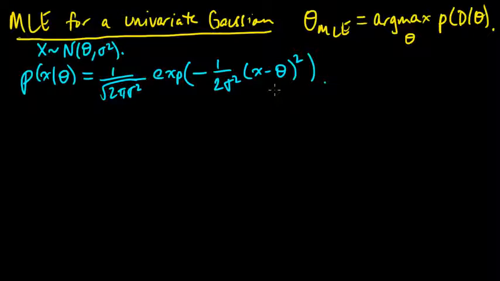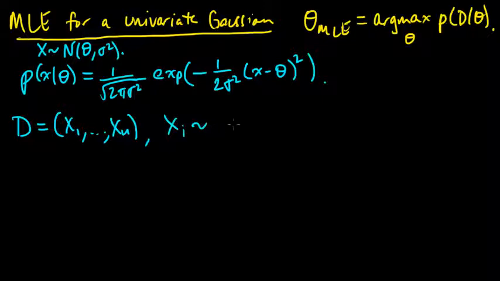And now, okay, so let's see here. For the typical setup, we're given some data: x1 through xn, before I start to jump the gun and maximize this thing. And each of these xi's is drawn according to this same distribution, this normal with mean theta and variance sigma squared, and they're IID.